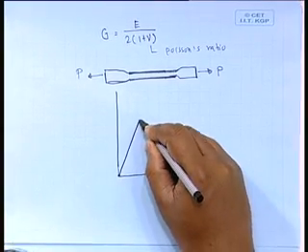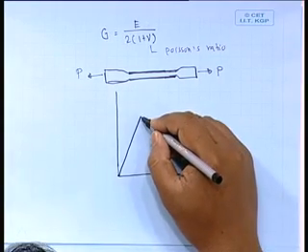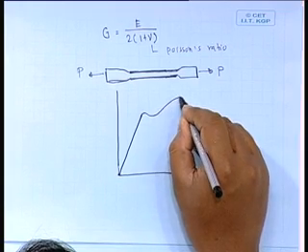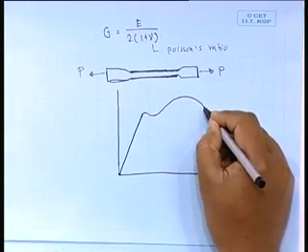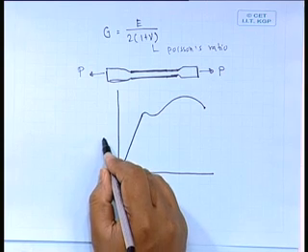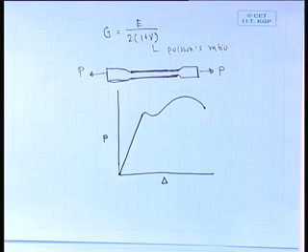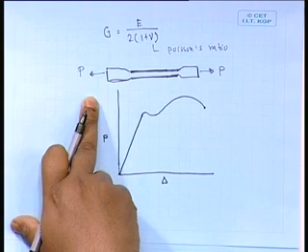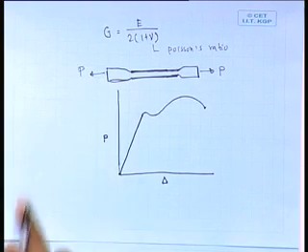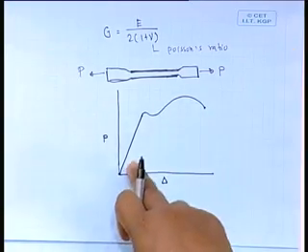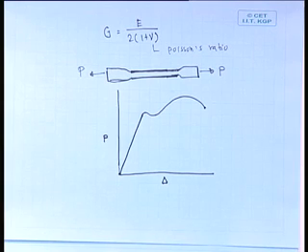The initial part will be a straight line, after that it will go like this, and here it will break. Now, this side is P, this side is delta. So, if we apply load here, and this side we plot the elongation of the member, on the plotter we may get a plot which will show the load elongation of the specimen, that will be something like that.